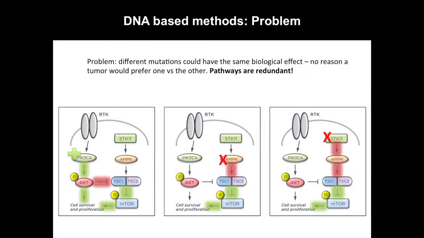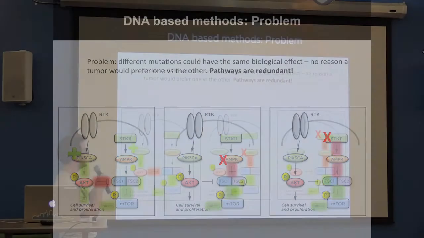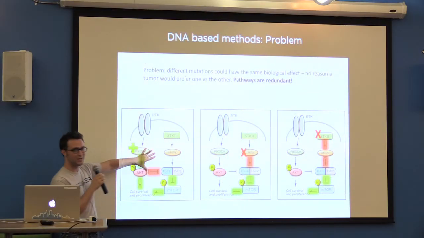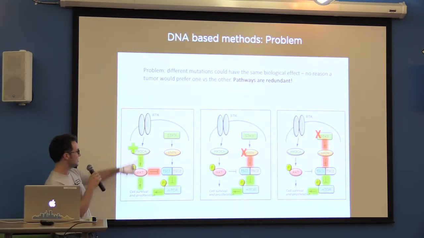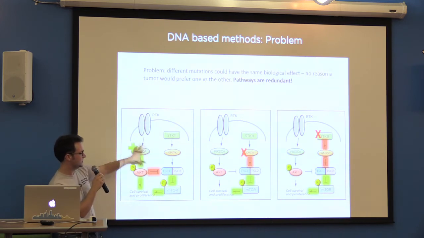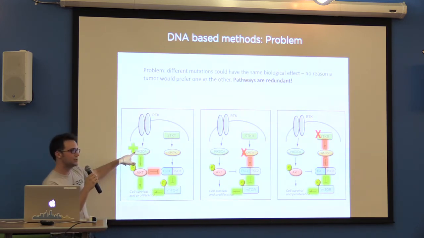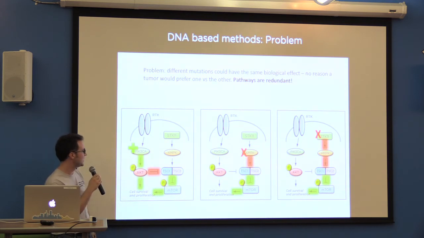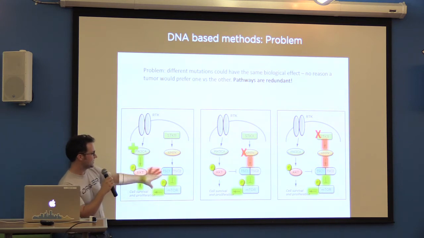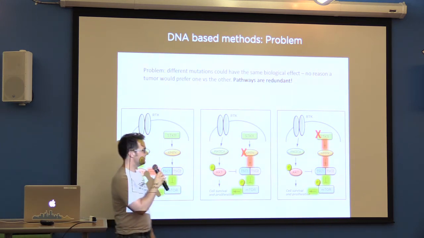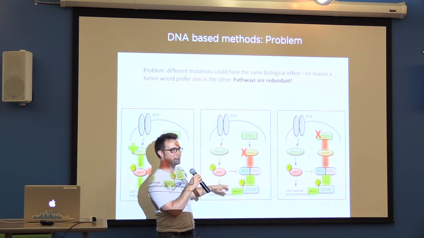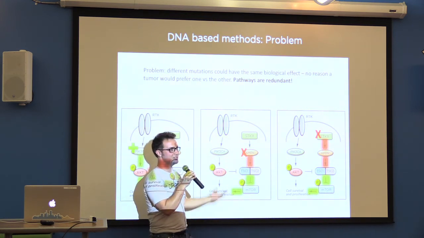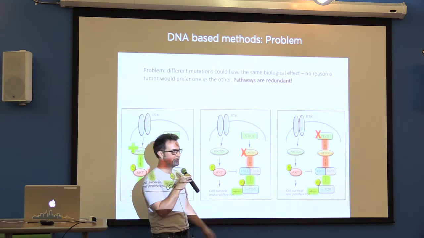So I talked about DNA-only methods earlier. The problem here is that pathways have a lot of redundancy. So this is the pathway I showed you earlier. Now imagine, I showed you this specific interaction here where you had a gain-of-function mutation in PIK3CA. That has the downstream effect of cell survival and proliferation, and it works like that. You can actually have a loss of function in this gene with the exact same downstream effects. It works just as well for the tumor, so why should the tumor really care?